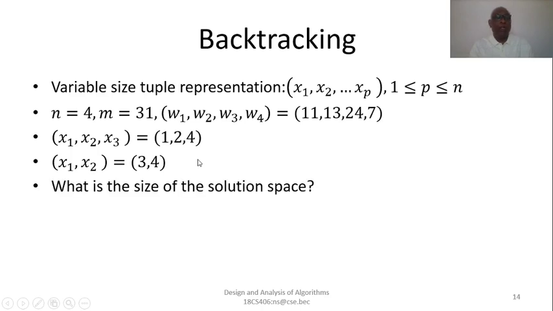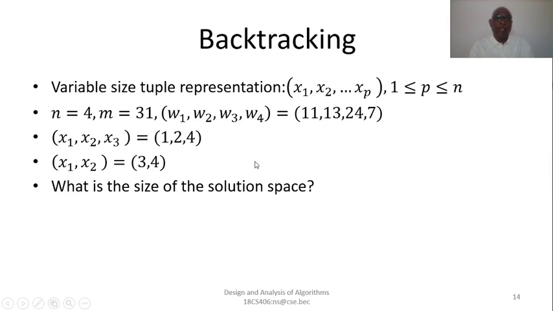Now let's try to enumerate what is the size of the solution space. Can you just find out what is the size of the solution space? How many possible candidates are there, out of which a few of them can be the solutions by satisfying the implicit and explicit constraints?